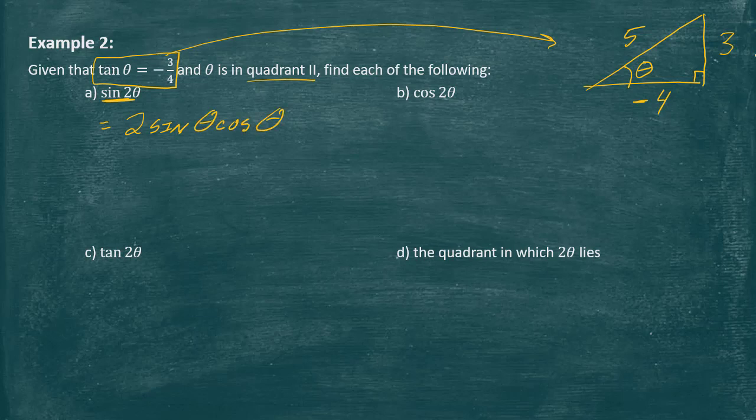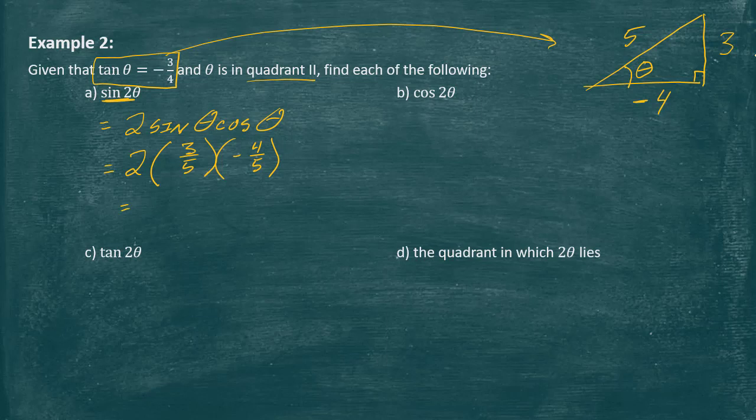So notice all I would need to know is whatever the sine of the angle is and whatever the cosine of the angle is. I'm going to multiply them together but also double that result. So if I replace those things just like we did before, sine of theta from our triangle we can see to be 3/5. Cosine of theta from our triangle we can see as negative 4/5, using the adjacent and hypotenuse.